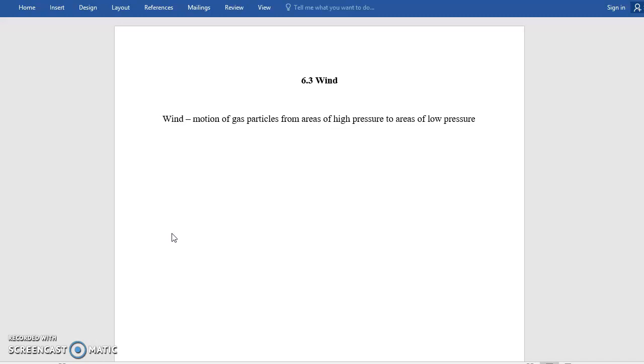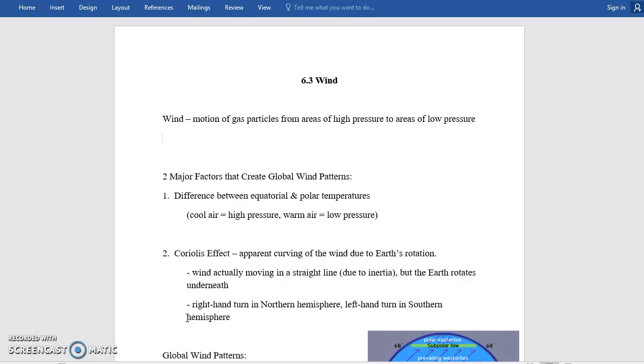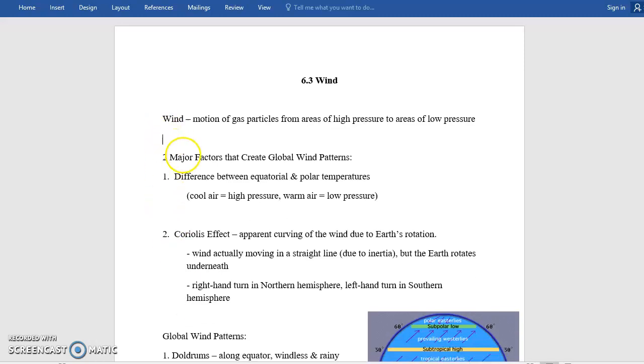Wind is the motion of gas particles from areas of high pressure to areas of low pressure. And we already talked quite a bit about what creates high pressure and low pressure areas. It mostly comes down to temperature. Where it's warm, it's higher pressure, and where it's cold, it's low pressure because of the way it affects the density of the air. And so the two major factors that create wind patterns around the world, the global wind patterns, are the difference between the equatorial and polar temperatures.